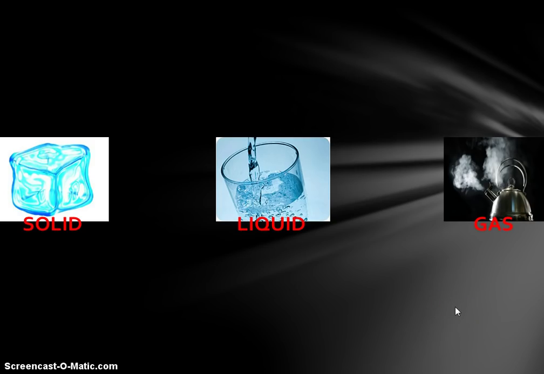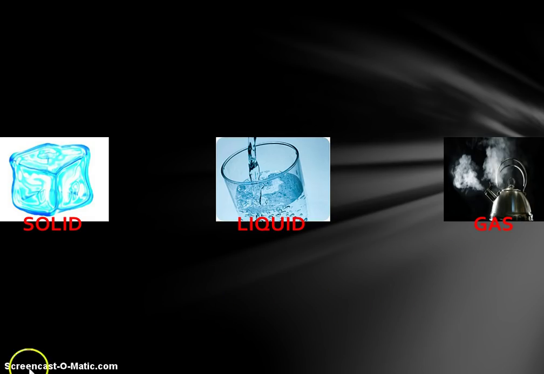And then we have these pictures here. So again, we have our solid. We're going to use water as our example. So solid water is an ice cube. Liquid water is liquid water. And then we have a gas. The gas state of water is steam.